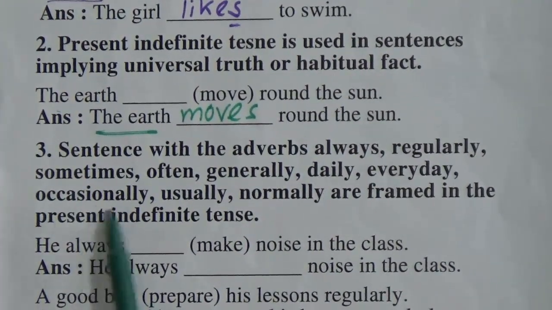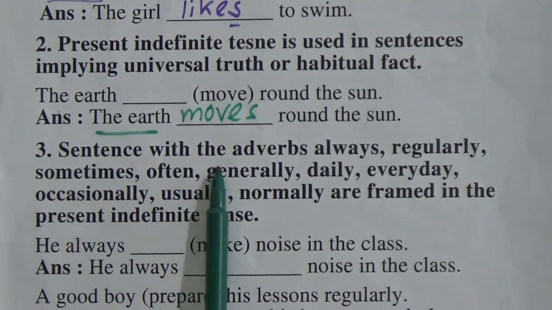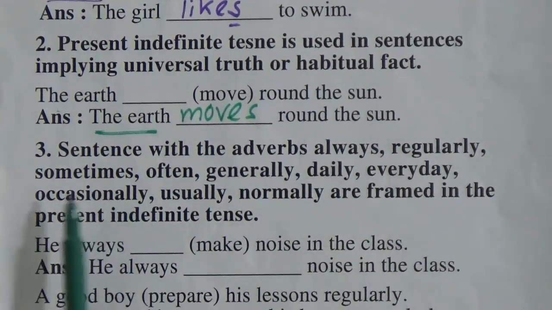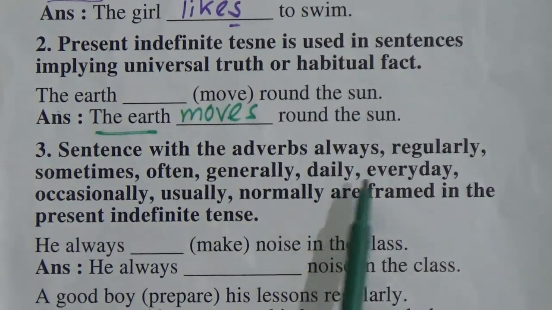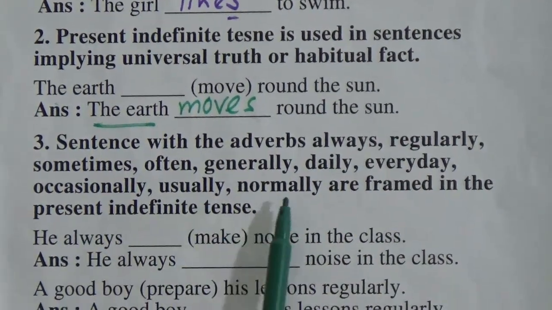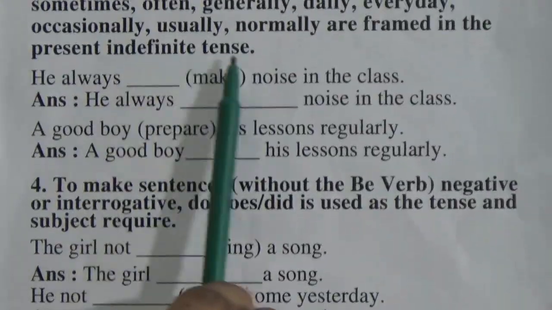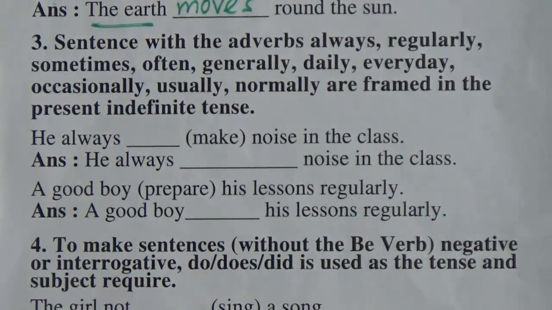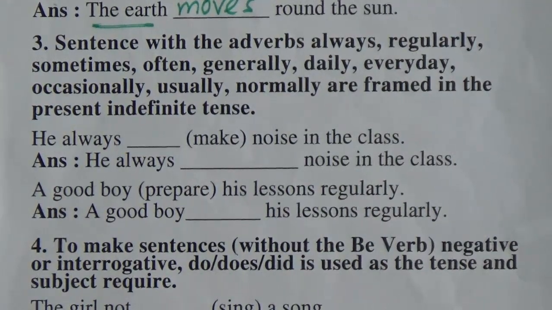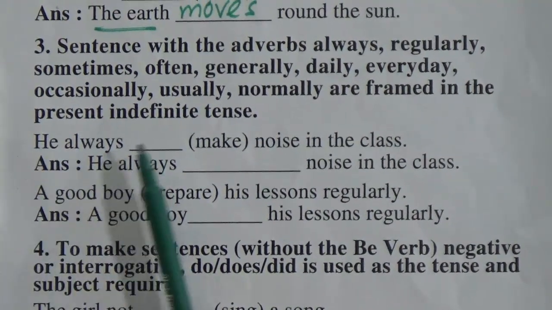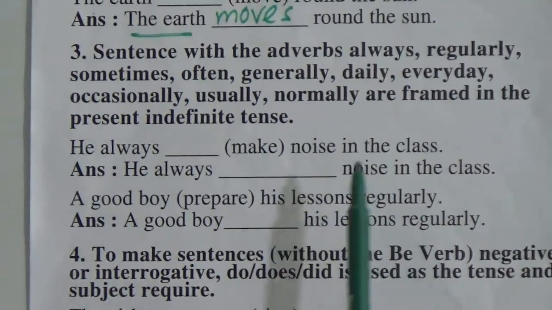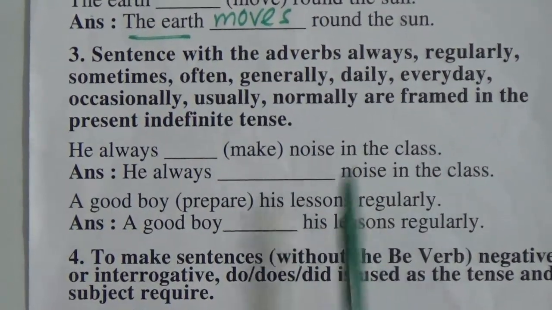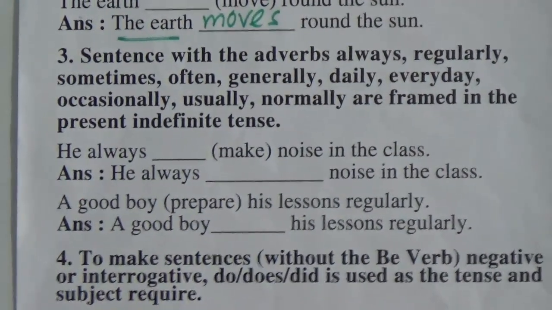Next one. Sentences with the adverbs always, regularly, sometimes, often, generally, daily, every day, occasionally, usually, normally are framed in the present indefinite tense. If these words are found in a sentence, we will make this sentence present indefinite tense. But look at the important thing. He always makes noise in the class. Look, a very important thing.